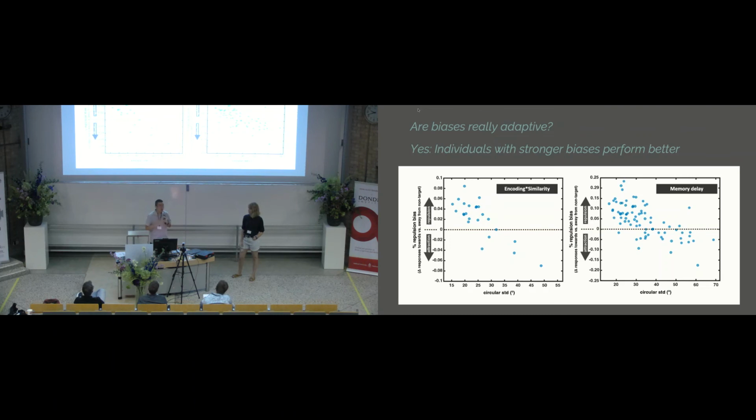And to check whether this repulsion bias is just some lazy strategy that people use, you might want to also check at the individual level whether this repulsion bias is found in better or worse subjects, right? So you can plot these two things together. You can plot performance in general on the x-axis and then bias on the y-axis. As you can see here, the people who have stronger repulsion, all the dots in the upper corner, are the people who have less noise in memory.